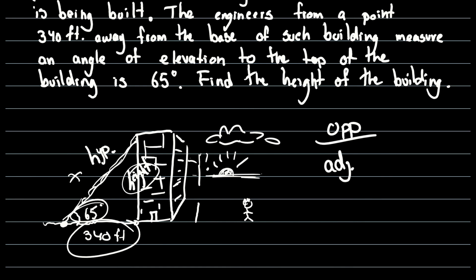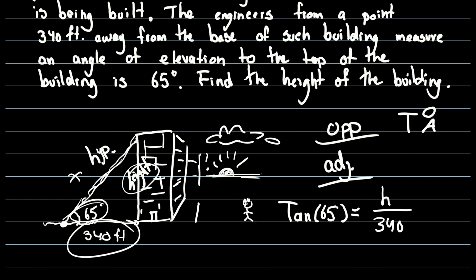So I have these two pieces of information. What trigonometric ratio can I use? Sine, cosine, or tangent. If I have those two measurements, in this case we will have to use tangent, because tangent is TOA. So what is tangent of 65 degrees equal to? Well, it is opposite over adjacent, and opposite in this case will be h, the height of the building that we do not know, and the adjacent will be 340 feet.